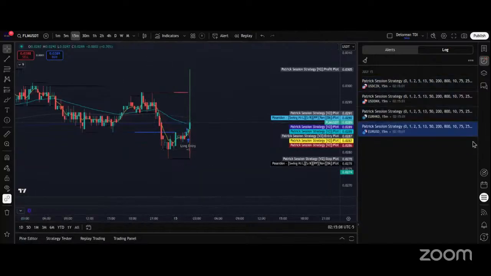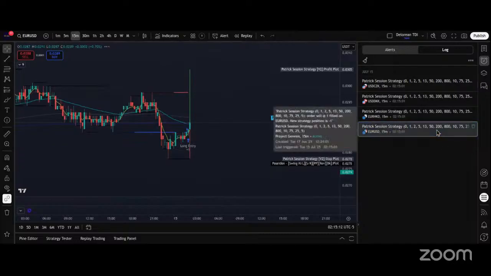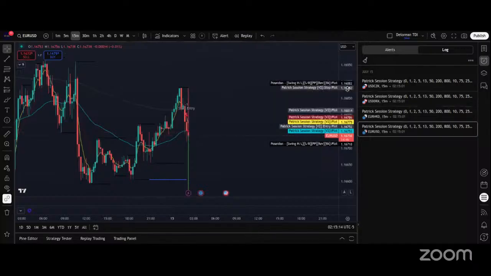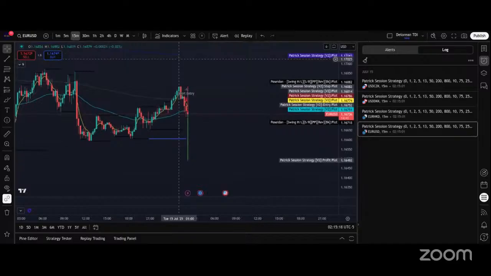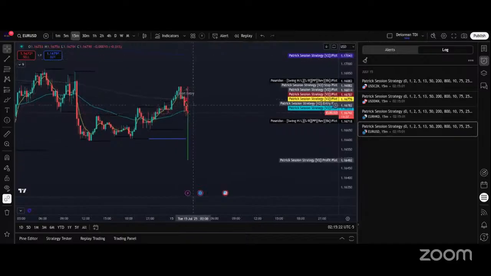It's now 2:15 in the morning. We've got four more opportunities that just popped. Go ahead and take a look at these. We have the euro versus the US dollar. We have blue on the top, gray in the middle, and aqua on the bottom. Price is below the exponential moving averages. We will be taking that.